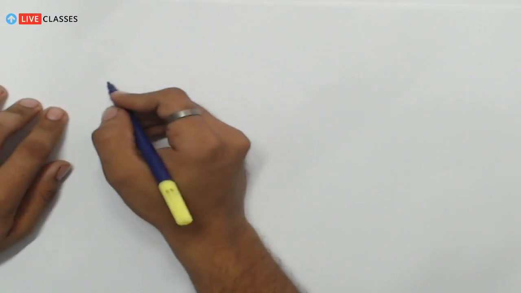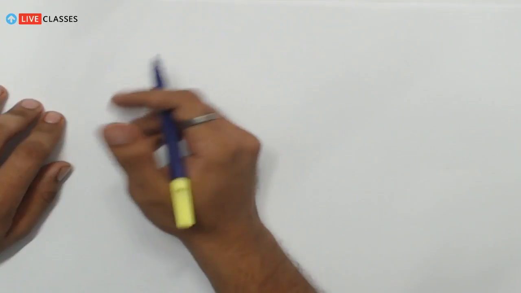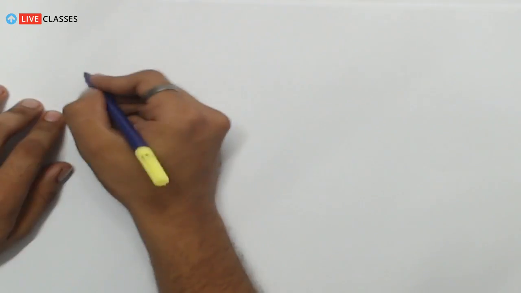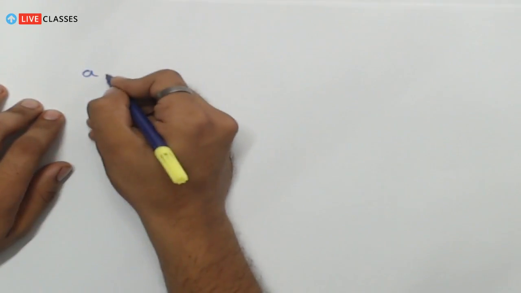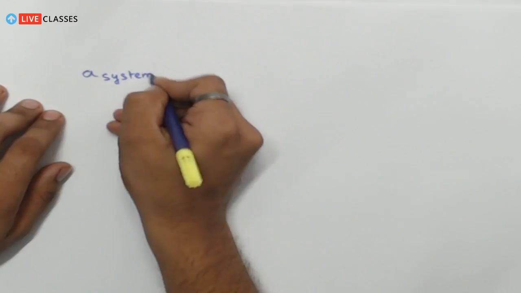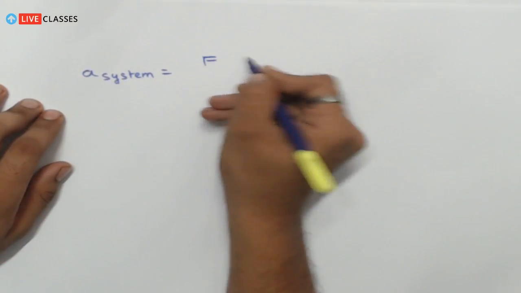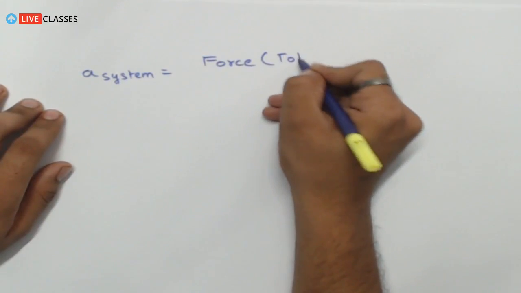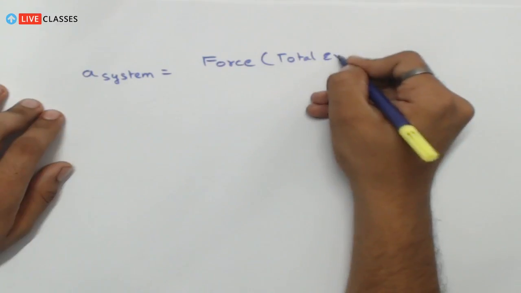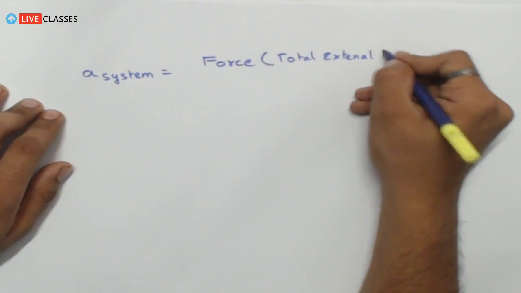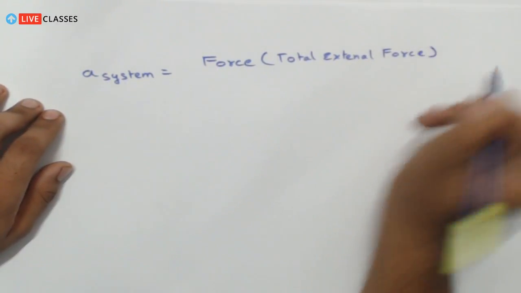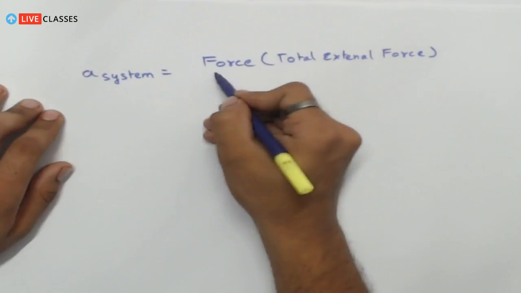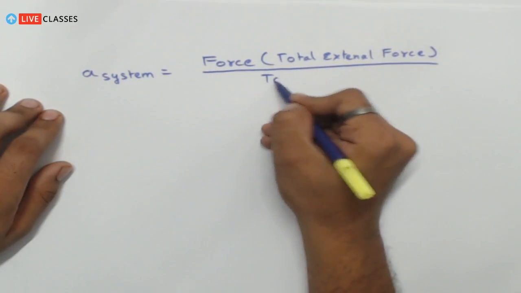As you remember, in the last class I explained the method of finding the acceleration of the complete system in a shortcut way. Remember, A of system is equal to force, which is total external force, upon total mass. You should remember that we don't include internal forces in this, since we are taking a complete system.